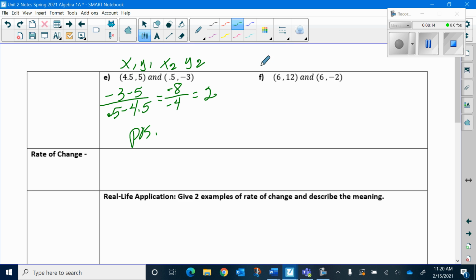And then try the last one on your own. Show me that you know it is going to be an undefined slope.